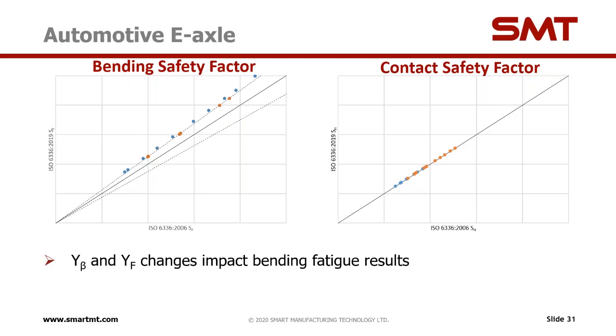This is an automotive E-axle project, which has been done at SMT. All the gears used in this gearbox are helical, and they have overlap ratio greater than 1, and all of them actually show an increase in safety factor.